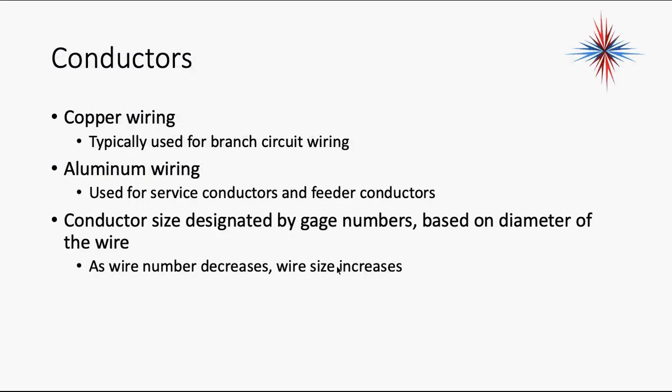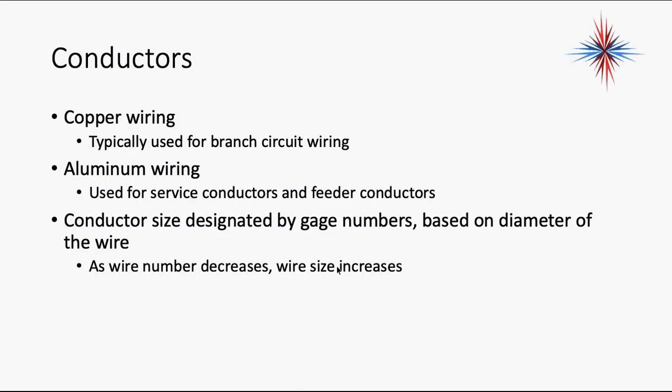Conductors are normally copper wiring. We don't use aluminum wiring for branch circuits anymore. It might be used on your service feed, in other words, from the pole to the house or from the transformer on the road to the house. But we don't often use it anymore in interior branch circuits. Fires happened on that through the 1970s, and they stopped using aluminum wire inside the buildings, other than for service feed. Conductor size is designated by gauge numbers, and it's based on the diameter of a wire.